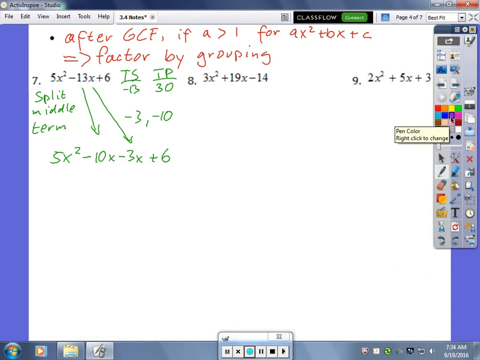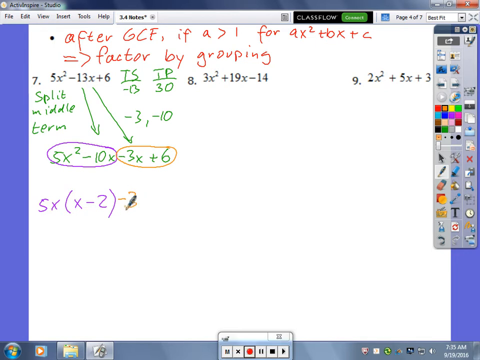So we're going to group the first 2 terms together and see what they have in common. 5x squared minus 10x. They have a 5 in common and an x. So what's left after is x minus 2. And then we're going to go ahead and also factor the next 2 terms as a group. Negative 3x plus 6 have no x in common but a negative 3. So what remains is x. And since we pulled out a negative number from the 6, we remain with negative 2.